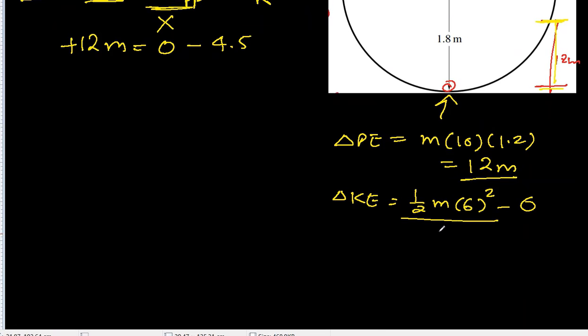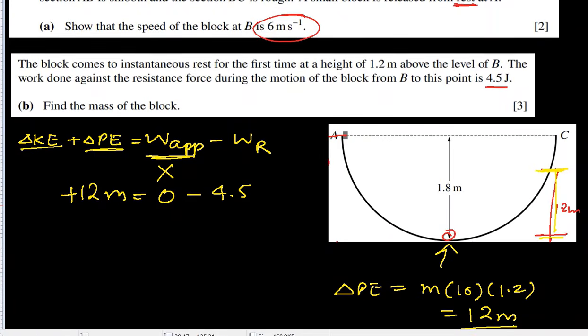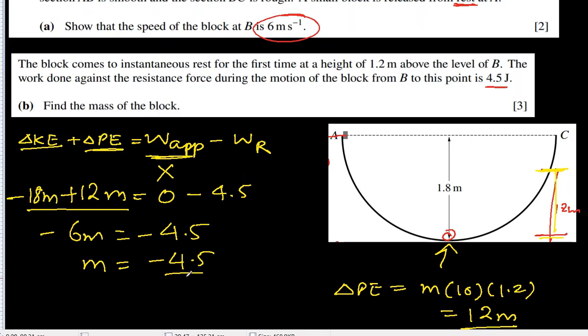So whole of this will be this, which is half times m times 36, which is 18m. But this will be negative. Why? Because it is lost. So negative 18m is the kinetic energy lost. So overall change will be minus 6m equal to minus 4.5. Mass of the object is minus 4.5 over minus 6, and that will be 0.75 kg.